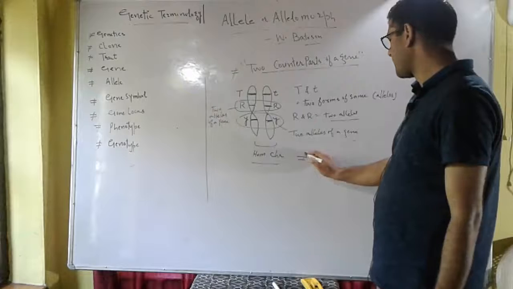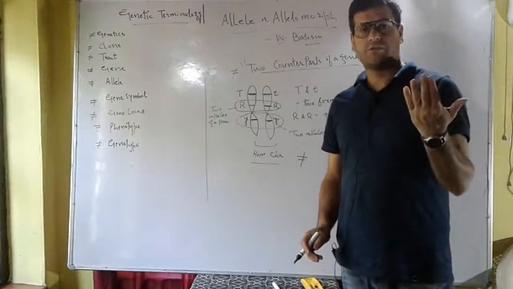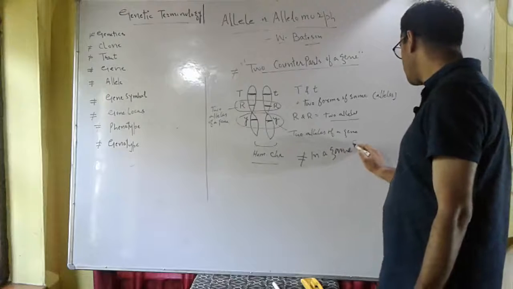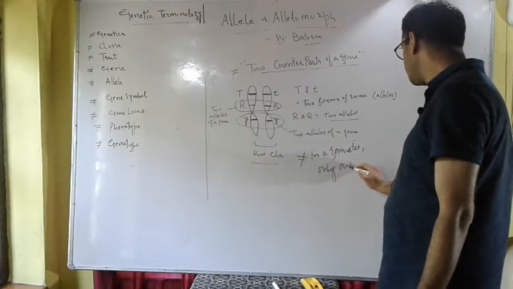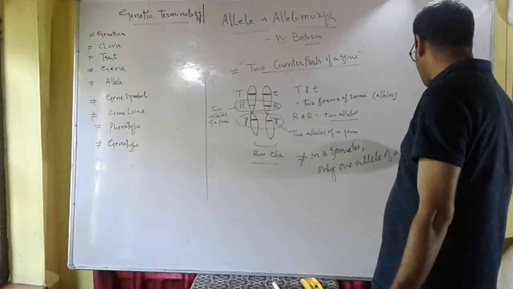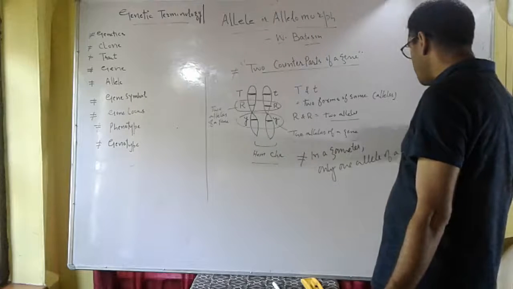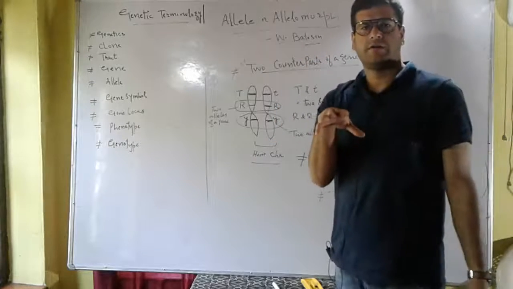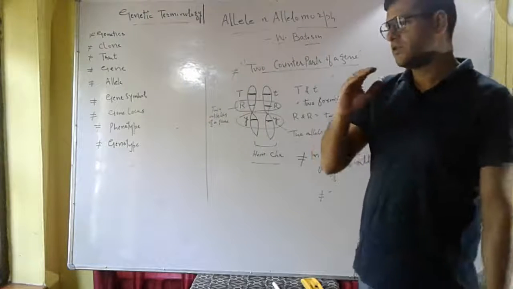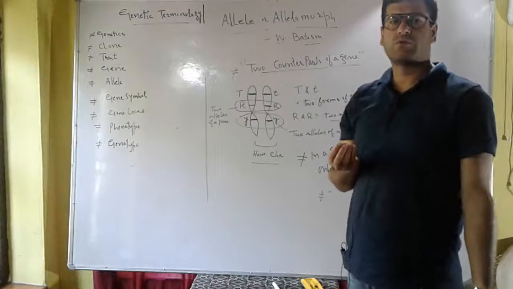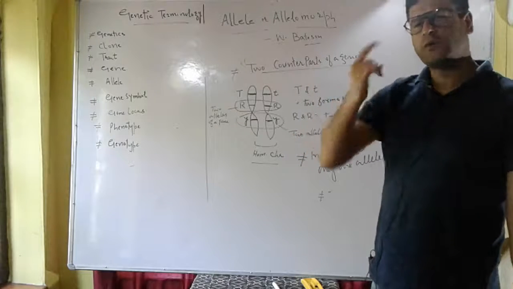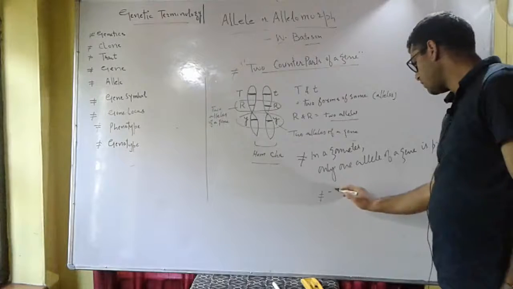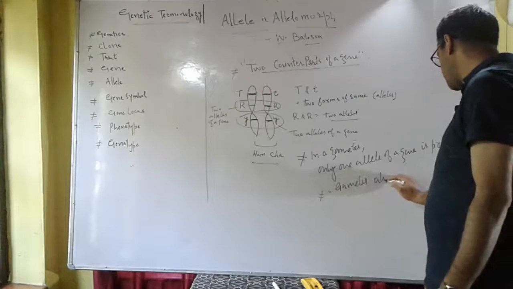So we can say that in a gamete only one allele of a gene is present. So gametes are always pure. What do you mean by gametes being pure? Gametes have only one chromosome of the homologous chromosome pair. Out of the two chromosomes, only one is present in a gamete, so there would be only one allele. So gametes are always pure.